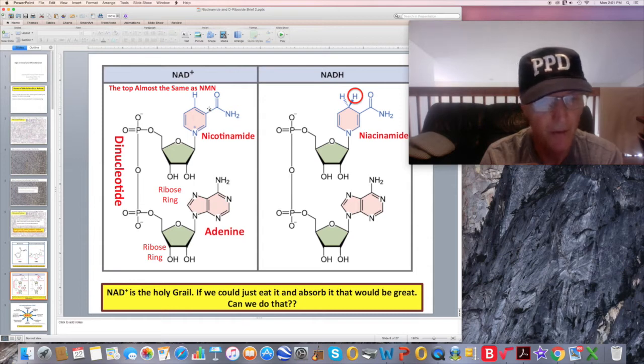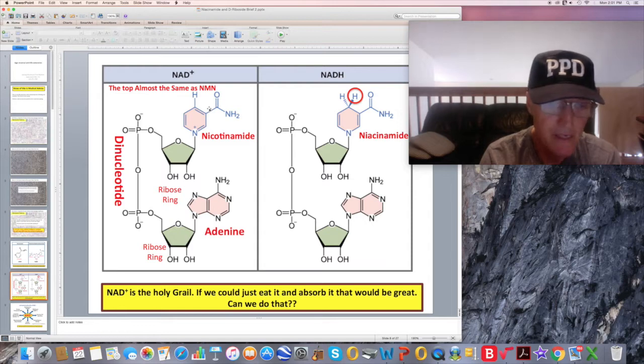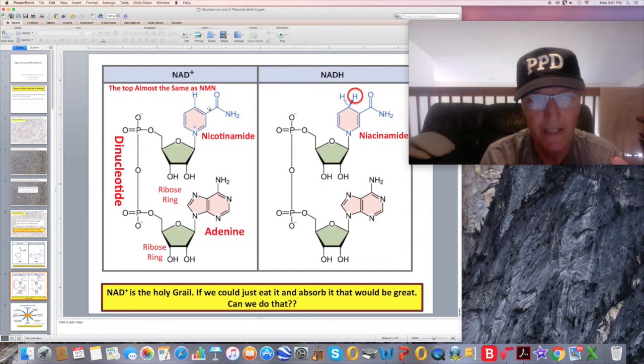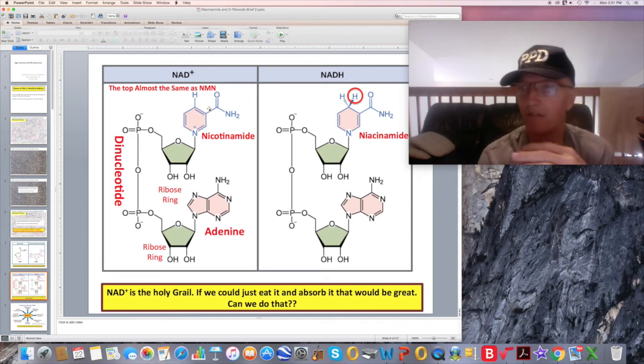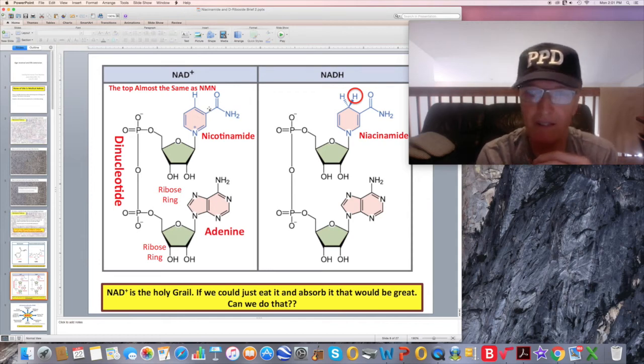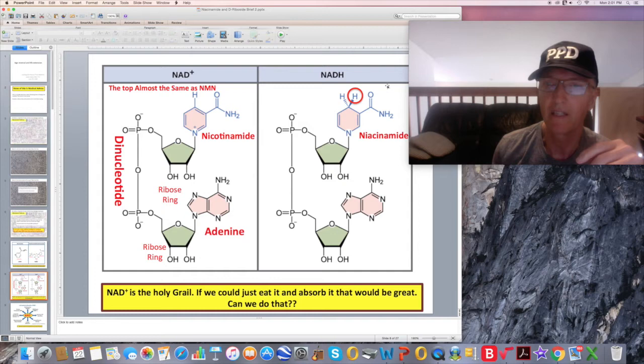Then you got two ribose rings, and dinucleotide means there's two nucleotides on the left. And you got the ribose ring, top and bottom, and then you got this adenine group. So they call it nicotinamide adenine dinucleotide. You just read off the parts. It gets very, very simple very quickly here.